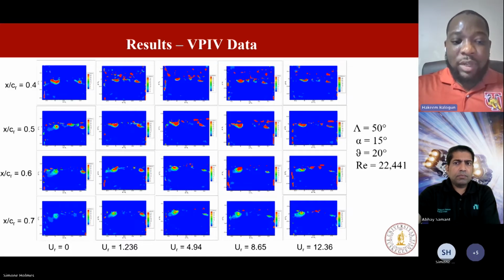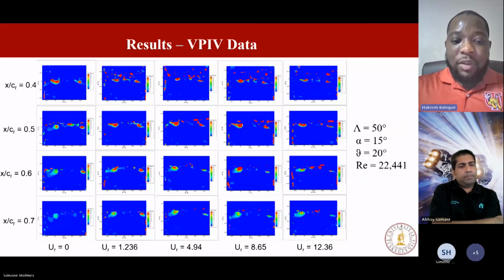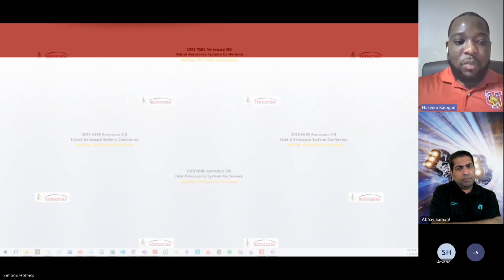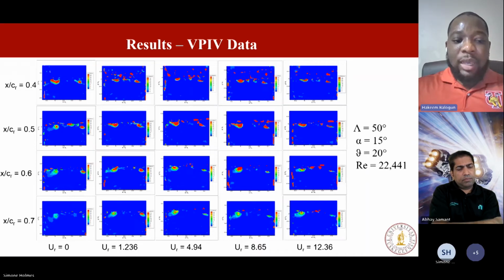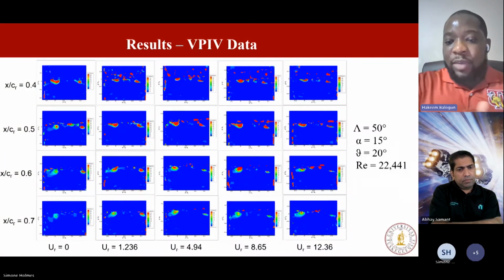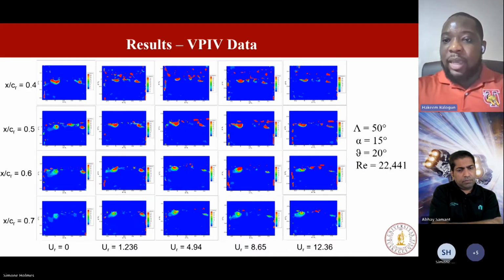And with the introduction of trailing edge jets into the flow at X over CR equal to 0.5, the two primary vortical structures change from a sort of ovular or semicircular shape to smaller, more elongated vortical structures. So if you come to where it says UR equal to 1.236 to 12.36, as we increase that jet velocity ratio, the vortical structures tend to elongate and get smaller.